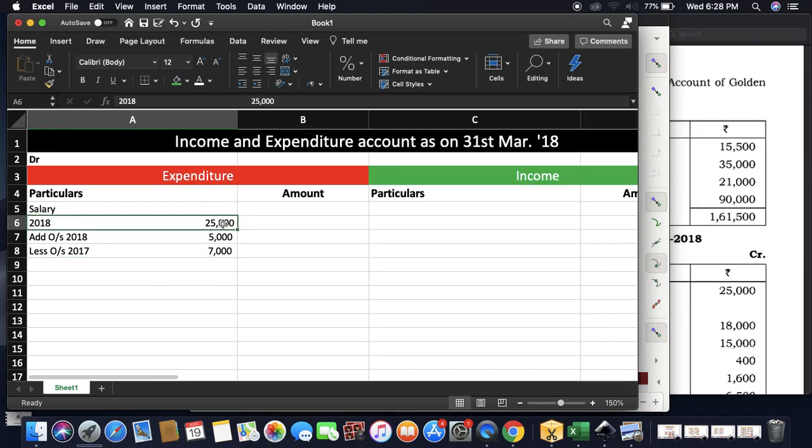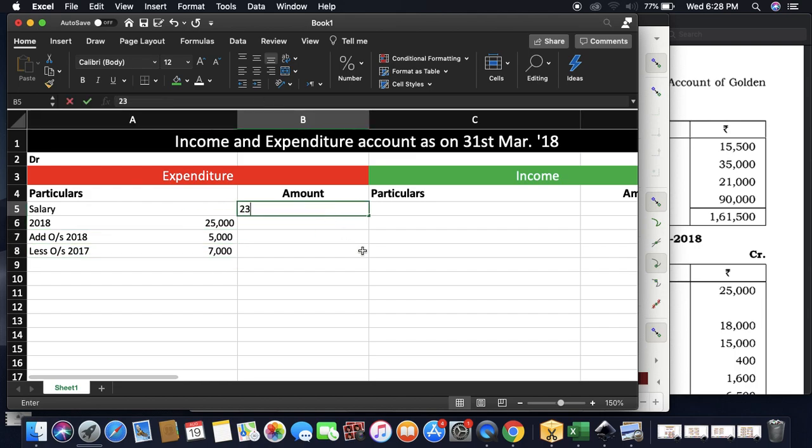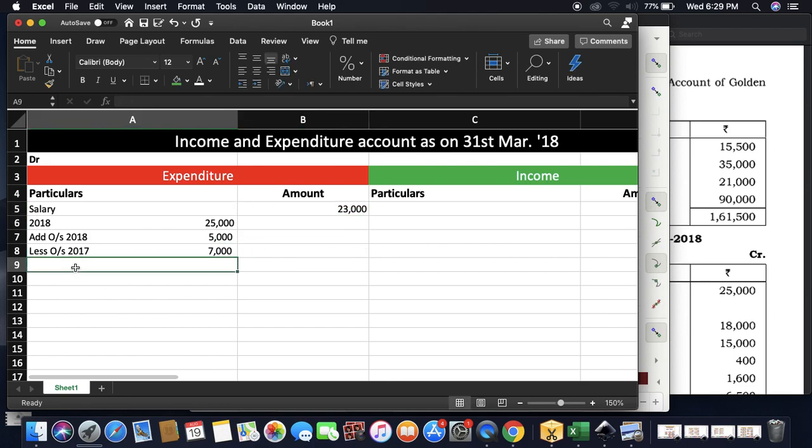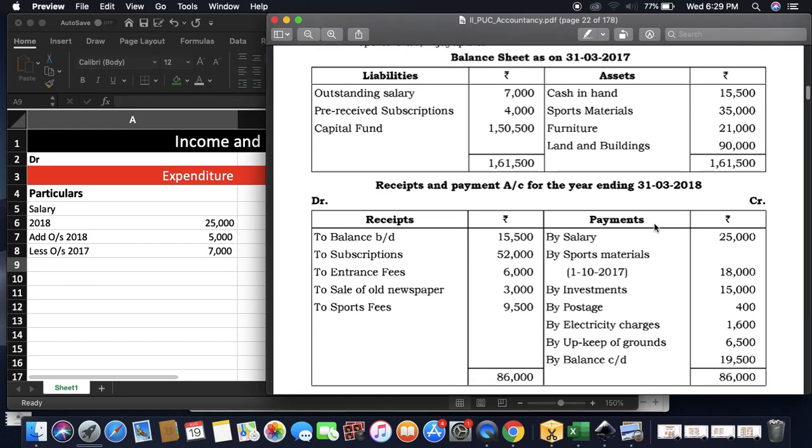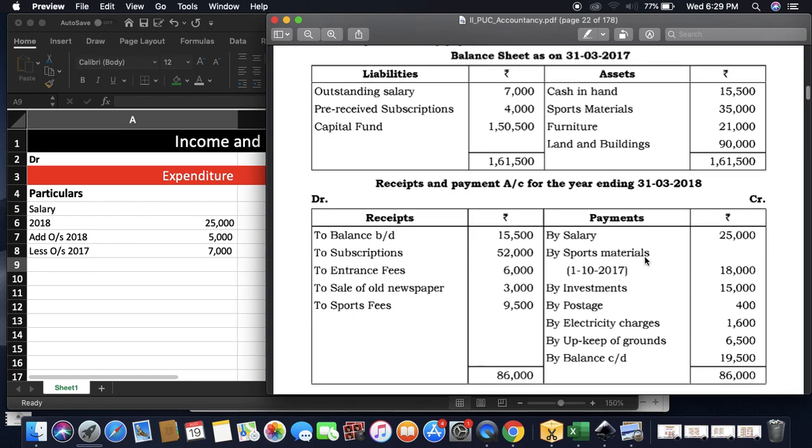And then once you're done with this, the fourth step is calculate and write it in the outer column. So we'll calculate 25,000 plus 5,000, that is 30,000, minus 7,000, that is 23,000. So this you need to write in the outer column. So that's done. Now let's look at the next entry, sports material.